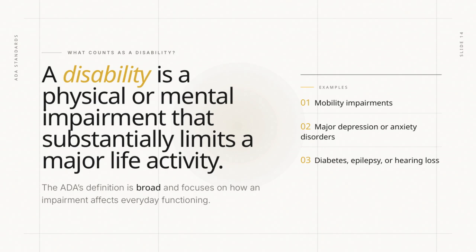For example, mobility impairments can limit a person's ability to move around easily. Mental health conditions like major depression or anxiety disorders also qualify if they affect how someone manages everyday tasks. Additionally, chronic conditions such as diabetes, epilepsy, or hearing loss are included because they can significantly influence day-to-day life. The key takeaway is that the ADA looks at how these conditions affect what individuals can do, ensuring protections are in place for a wide range of impairments.